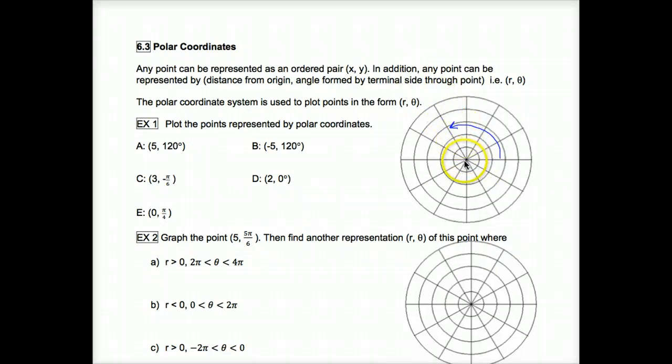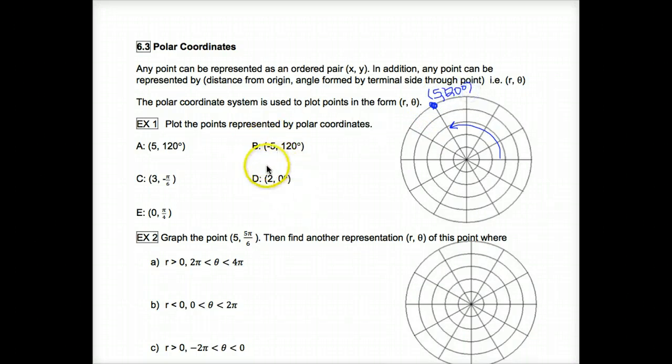So then I go back to what we call the pole. We call it that instead of the origin, but it's in the same spot as what the origin would be. And since the 5 is positive, I'm going to go 5 spaces out on that terminal side. So 1, 2, 3, 4, 5. So right here, this would be the point (5, 120 degrees).